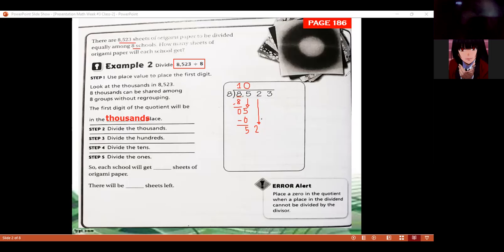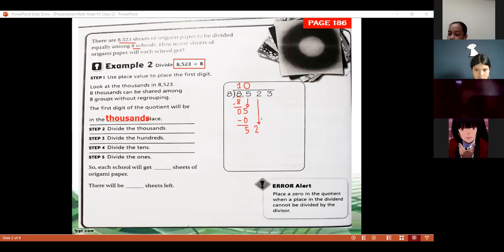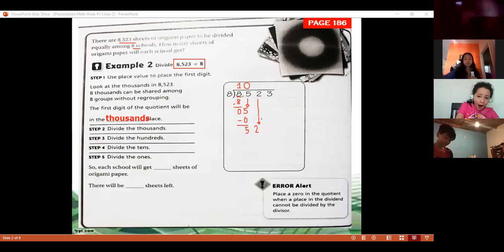8 times 7, what is the answer of 8 times 7? Class, just Marcelo is participating today. 8 times 6, Isabella, what is the answer of 8 times 6? 48. Yes, 8 times 6, because 8 times 7 is more. So we write down the number 6 in the tens and we say 8 times 6 is 48. So we subtract 52 minus 48.